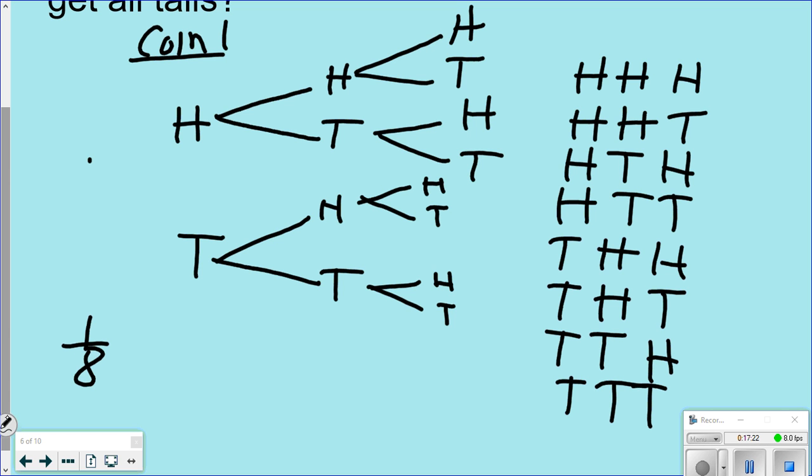Okay, so what if I ask this? How many times could I have at least 2 heads? 4. Here's 3 heads. 2, 2, and 2. So 4 out of 8. Half, I could have at least 2 heads. Same thing for 2 tails.